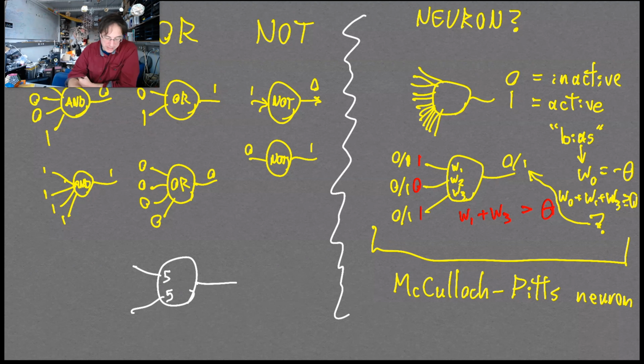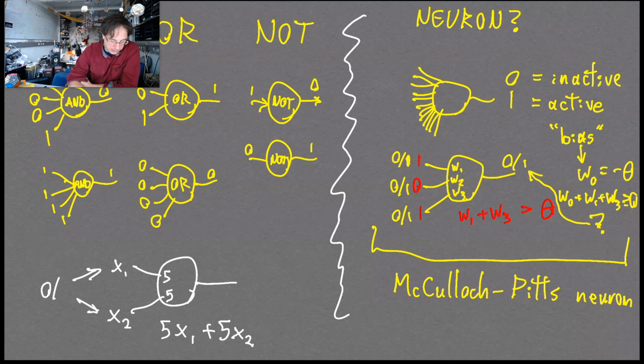Well, if we consider the possible sums, let's call these inputs x1 and x2. We want to know 5x1 plus 5x2. x1 and x2 are both 0 or 1, right? And so when I write 5x1, what do I mean? I don't mean there are 5 inputs from neuron x1. What I mean is x1 is either 0 or 1. That presynaptic neuron is either inactive or active. If it's inactive, then it's not going to affect the voltage in the cell. If it's inactive, x1 is 0.